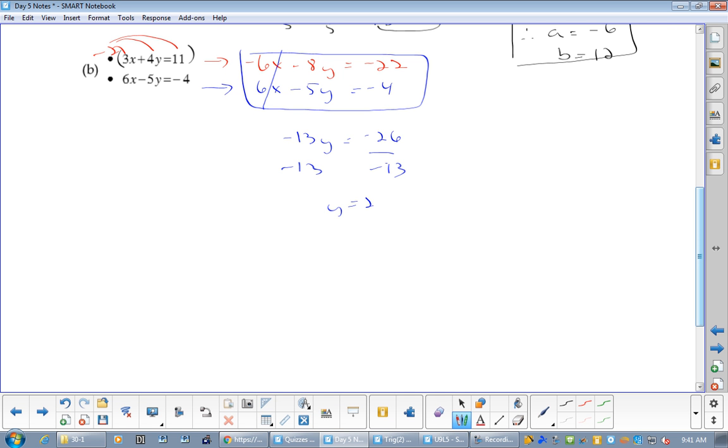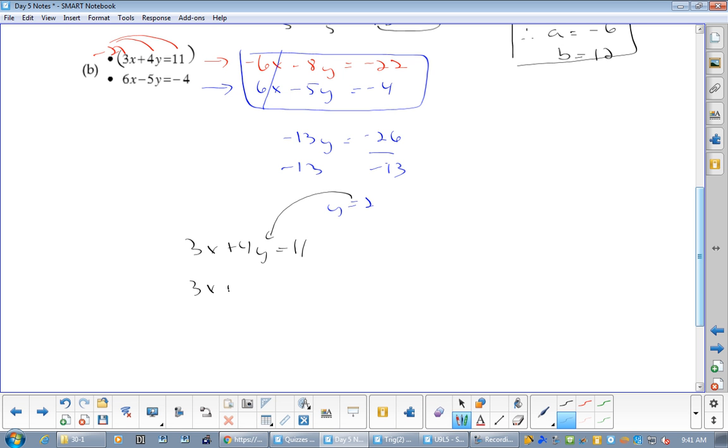Okay. Now, it doesn't matter which equation you want. You can use the top one, you can use the bottom one. I think they would both be arguably the same difficulty, so you're not going to save any time. So let's use the top one. I'm going to use 3x plus 4y equals 11. I know what y is now.